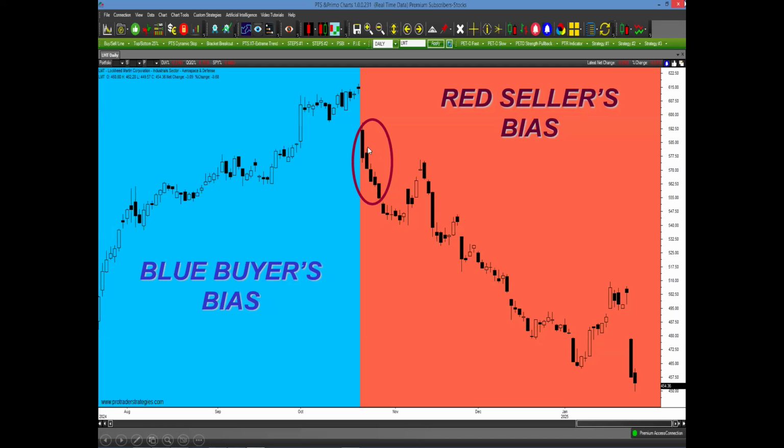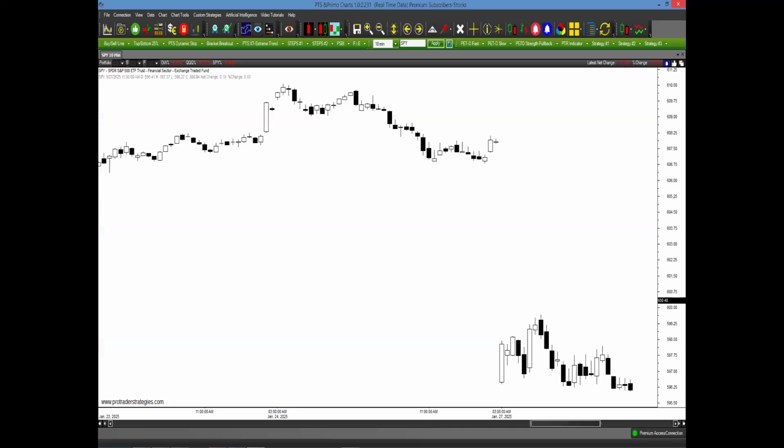So right here, we had consecutive closes in the red seller bias portion of the background. And look, in advance, we knew to exit this. You see how this simple tool can help you? You'll only find this on the PTS Primo charting platform. Let's look at one more example.